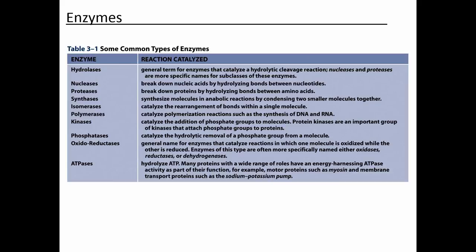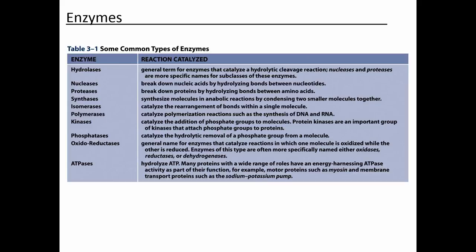So you need to know polymerases, kinases, phosphatases, oxidoreductases, and ATPases. So basically from polymerases down: polymerases, kinases, phosphatases, oxidoreductases, and then ATPases. It's only five. Yes, so from polymerases down.